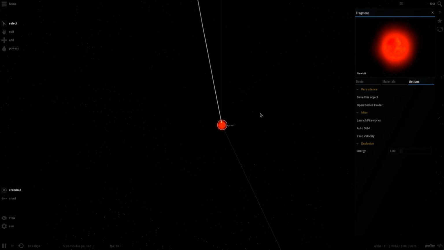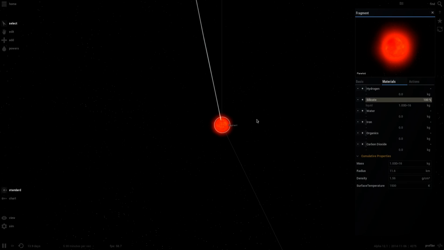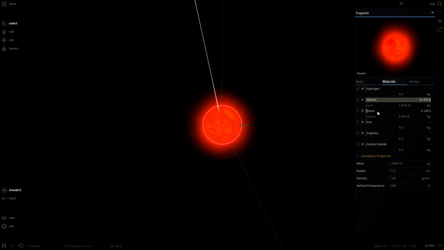We can actually change the fragment. We can do all sorts of things. We can actually play with this. So, okay, we can increase the water. We can add plasma. Interesting. We can add a little hydrogen, just a tiny bit.